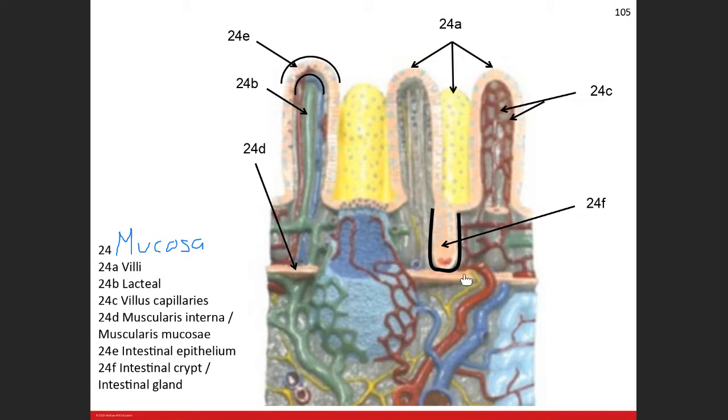This layer here is that thin layer of smooth muscle that we talked about, the muscularis mucosae, which is going to contract and push the secretions up and out of these crypts and out towards the lumen. Intestinal epithelium, I think I hit it all.